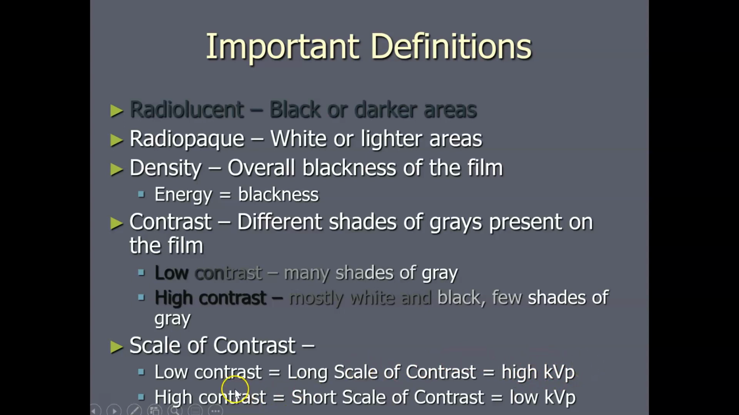Okay? And then you have high contrast, which again, remember that means there's a lot of difference between the steps and there's not as many steps. Okay? So high contrast, you're going to have a shorter scale because the steps are much bigger to get you from radiolucent to radiopaque. And that short scale of contrast is created with a lower KVP. Now, I know KVP doesn't mean anything to you right now, but it will, and I just want these to have always been learned together.